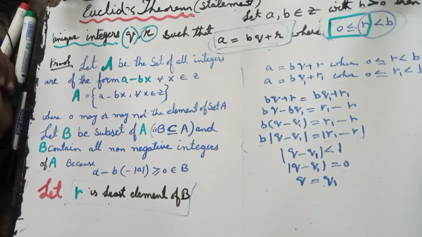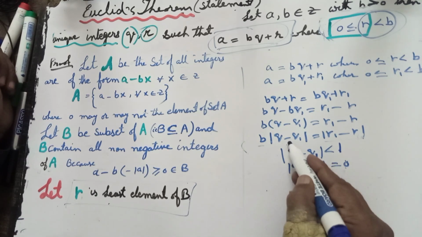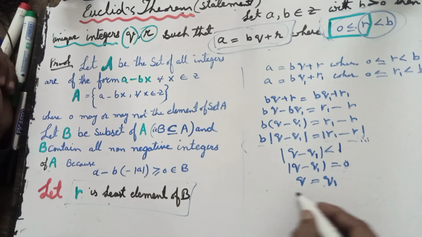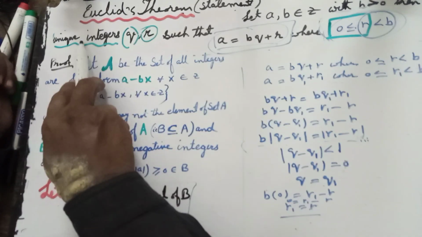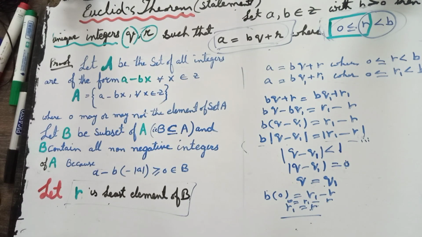Now, if I put this 0 in equation 3, b into 0 is equal to r1 minus r. So r1 is equal to r, because r1 minus r is equal to 0. This proves that q and r are unique integers. This is not a difficult theorem. Just revise my lecture 2 times. This is very easy and conceptual, not difficult.